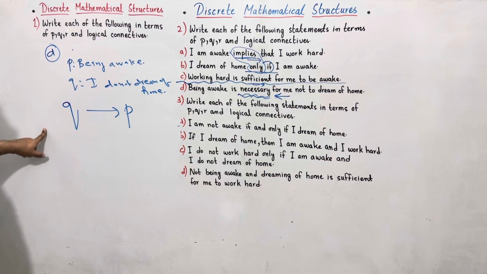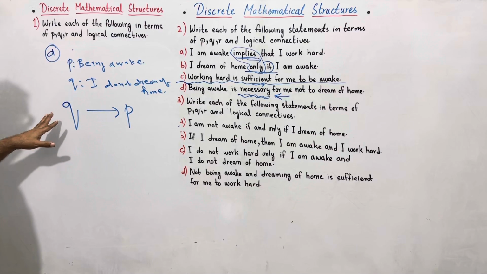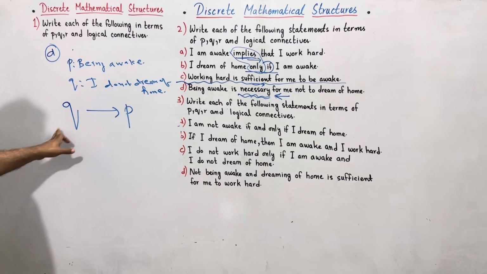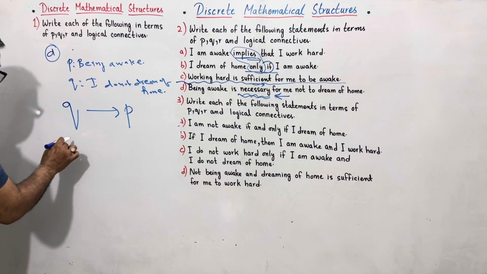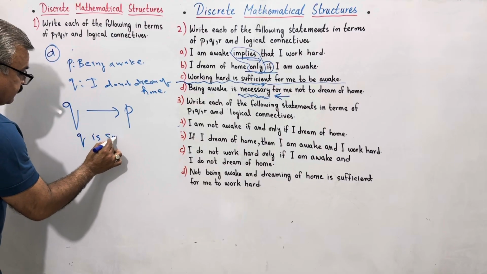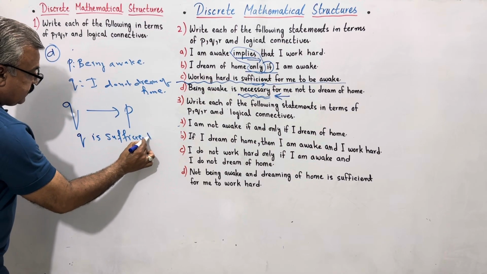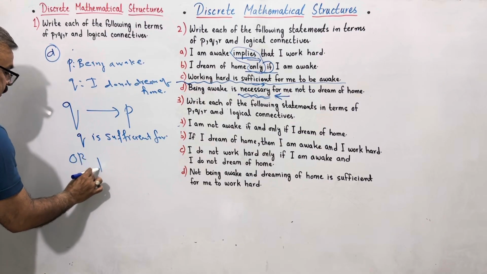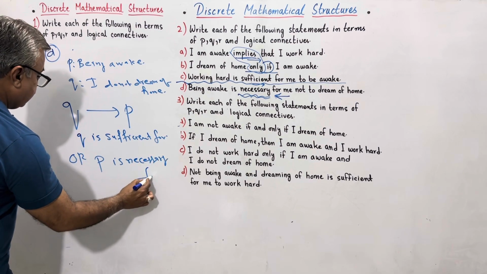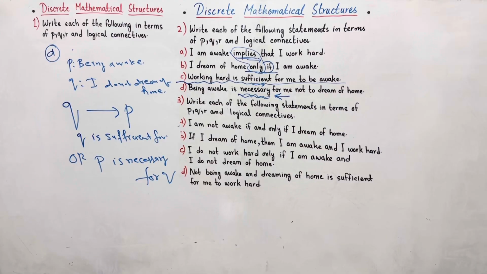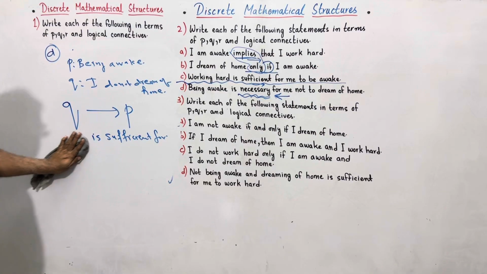Q implies P. In that case, if Q, then P. Q is sufficient for P, or P is necessary for Q. That's the other way of writing this.